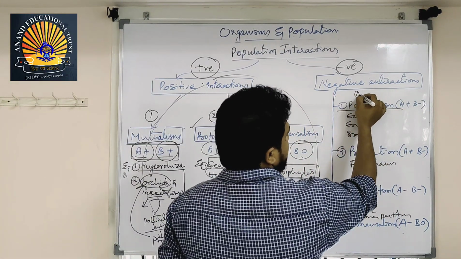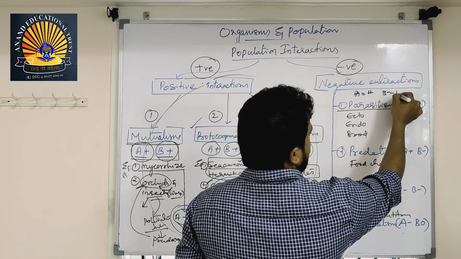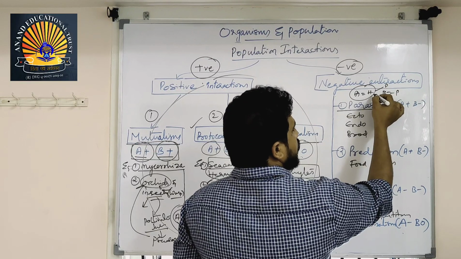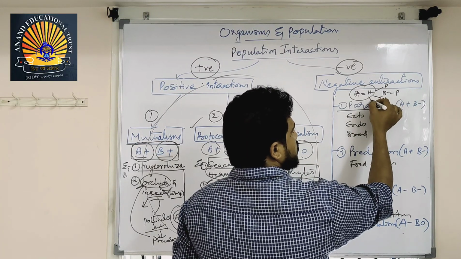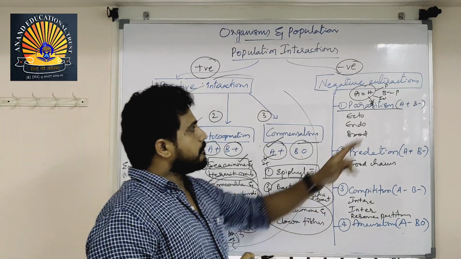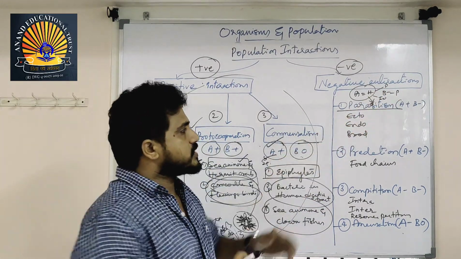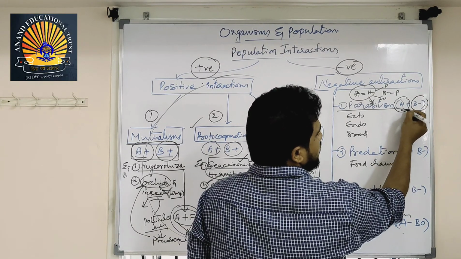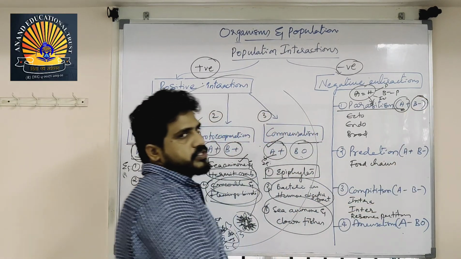In parasitism, A is equal to host, B is equal to parasite. So the host is providing protection, the host is providing food, the host is providing shelter. All three benefits are taken by the parasite only. So A is equal to host, B is equal to parasite.